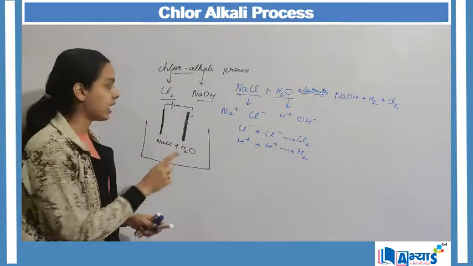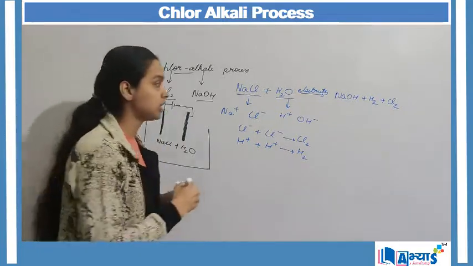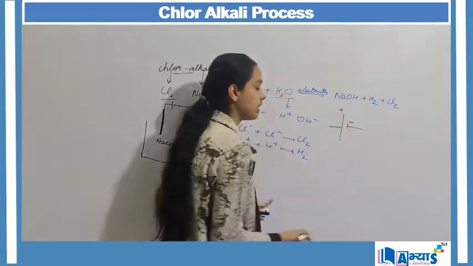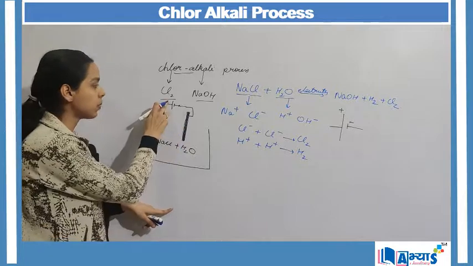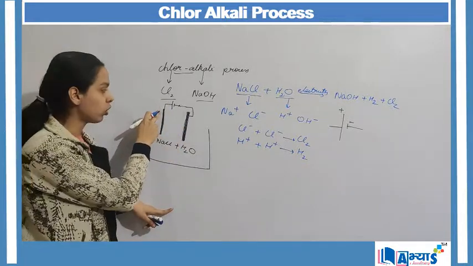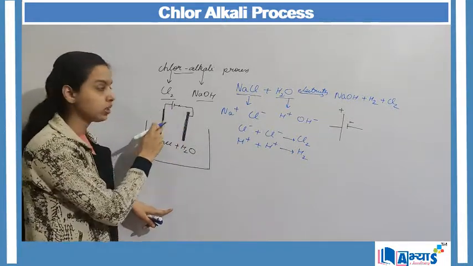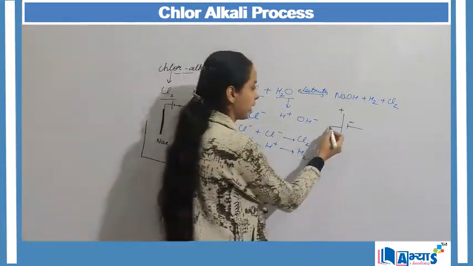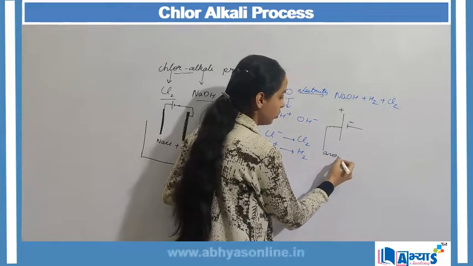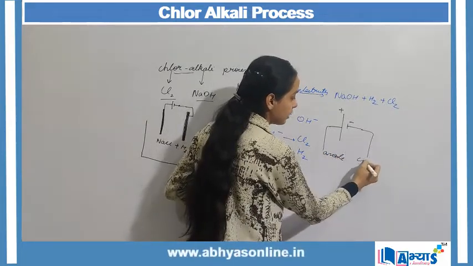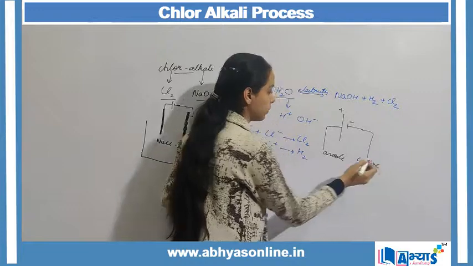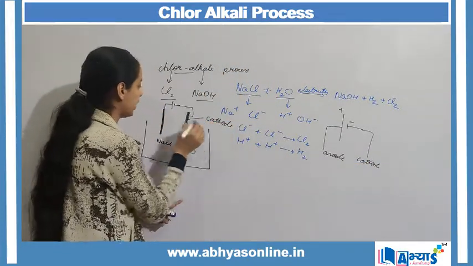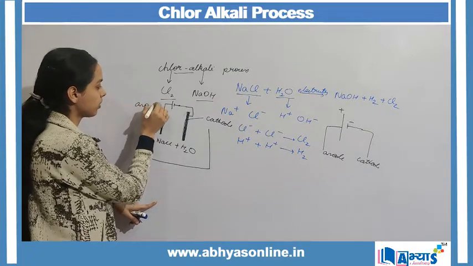Now you can clearly see that this is the positive terminal, because in the cell or battery we have two terminals. This is the positive and this is the negative. The positive terminal is connected to this electrode, and the negative is connected to this electrode. That means the positive is connected to the anode and the negative is connected to the cathode. Hence this is referred to as the cathode and this is referred to as the anode.